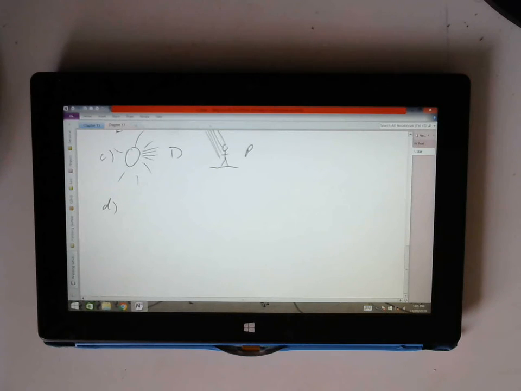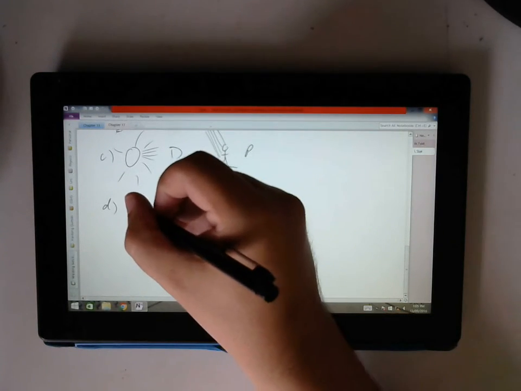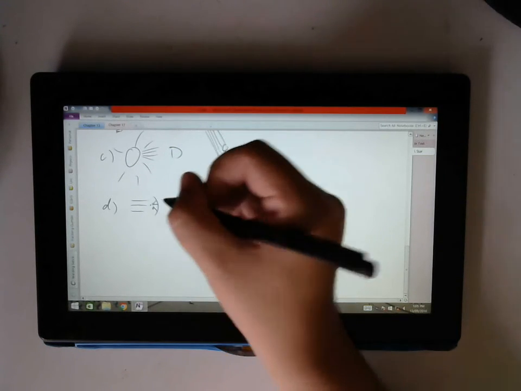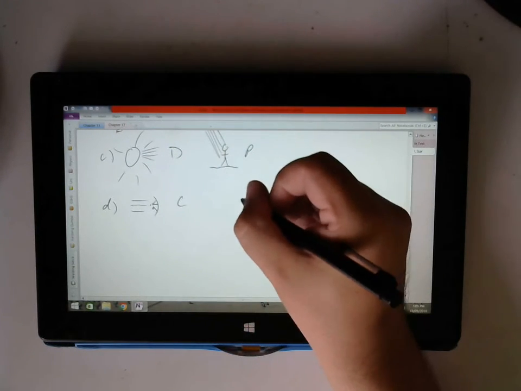D. So now we've got light from a star reflected from a concave mirror. Parallel light hitting a concave mirror, well, that means they're going to come back to the focal point. So they would be converging.